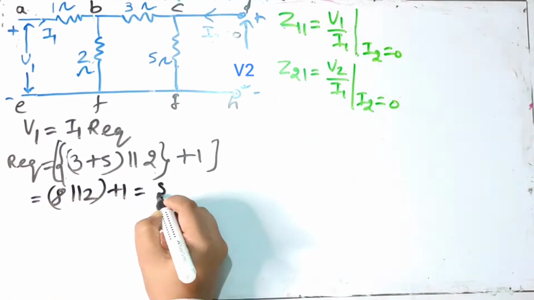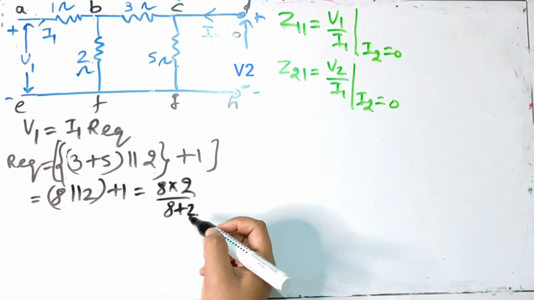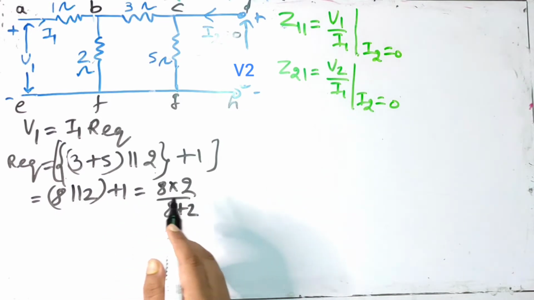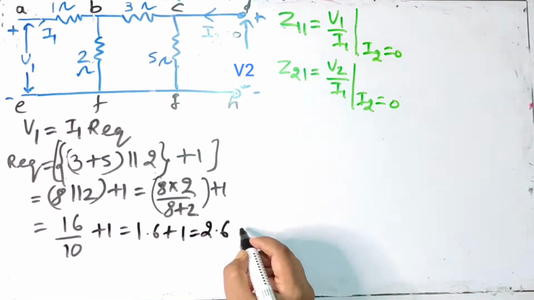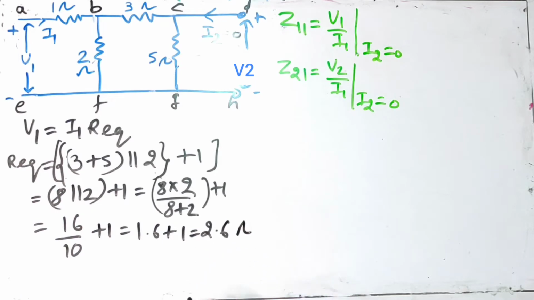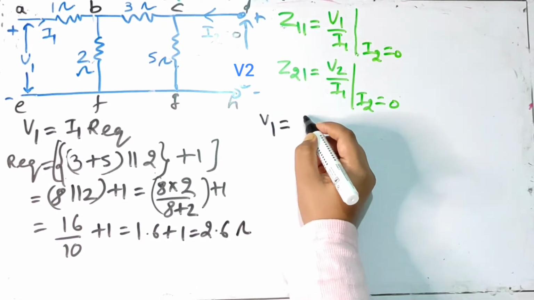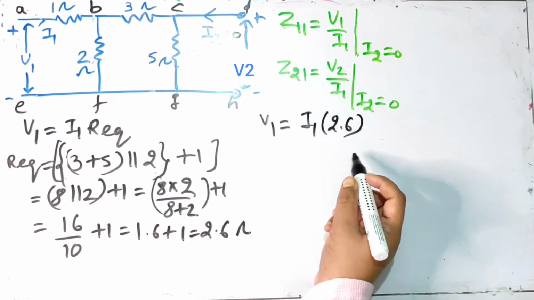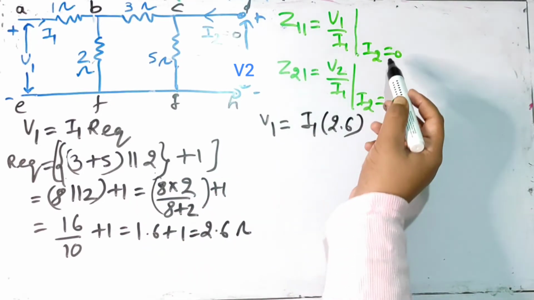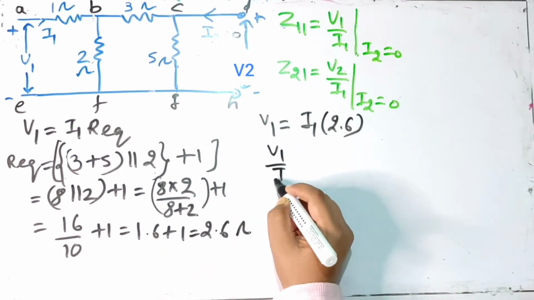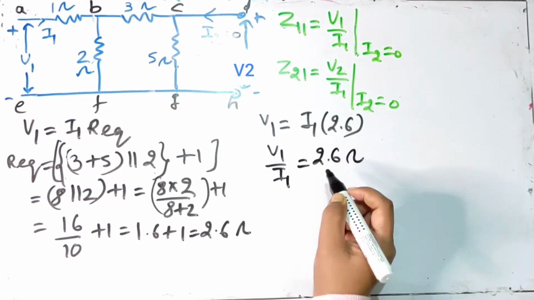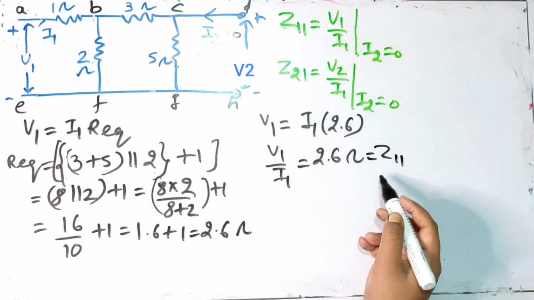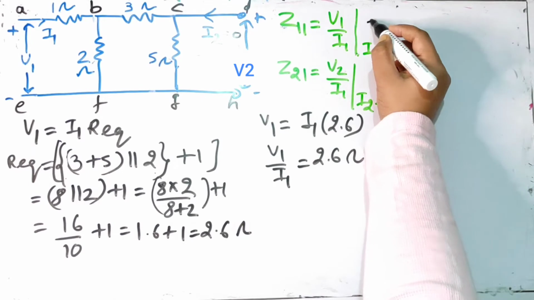Let us just solve it. 8. This is a shortcut that you can use if you want to take. You can take the longer path, but you can use it only for 2 resistances. So the R equivalent turns out to be 2.6 ohm. Now V1 is equal to I1 into 2.6, and we are solving this entire equation assuming that I2 is equal to 0. So V1 by I1 is equal to 2.6 ohm, which turns out to be the value of Z11. So we have received the first value, that is Z11. Let us write it over here.